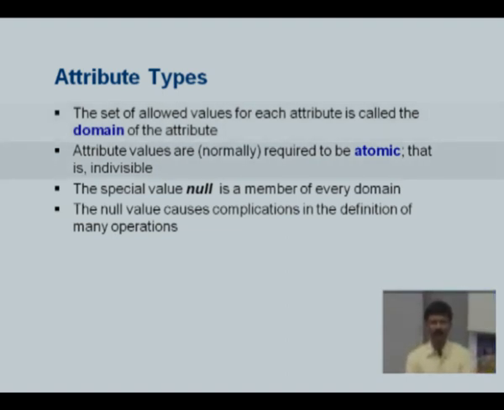Now the attribute values are normally required to be atomic, that is atomic in the sense of indivisible. What does this mean? We will see it in more detail later, but an example of something which is not atomic is a set of values. For example, an attribute of an instructor may be phone numbers, which lists multiple phone numbers. Now this attribute is not atomic because it has multiple values in there. Now what do we have against non-atomic values? It turns out that non-atomic values complicate querying, they complicate the representation, and they have other problems.